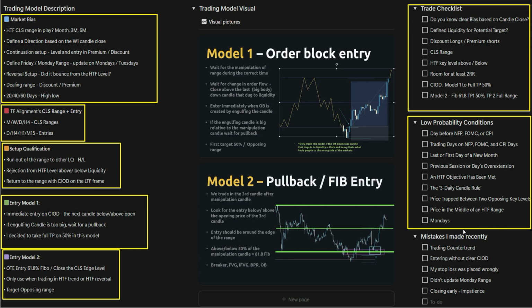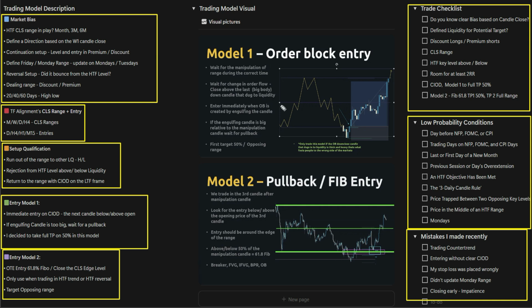So as you see, recently my trading has a quite high win ratio with a very small number of trades because I am following these rules. Also, I am putting my mistakes here, right? Why is this important? Because if I have recently made a mistake that, for example, my stop loss was placed wrongly, right? I didn't update the Monday range and these things. If you write down your mistakes, you turn them into lessons, and the next time you read it, you will not make these mistakes again, right?